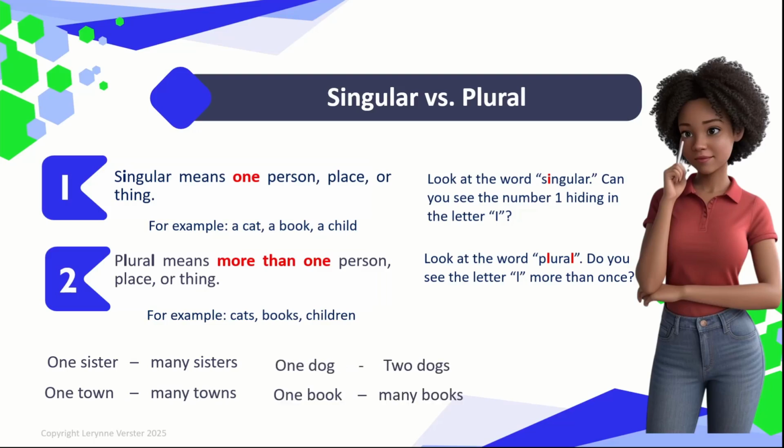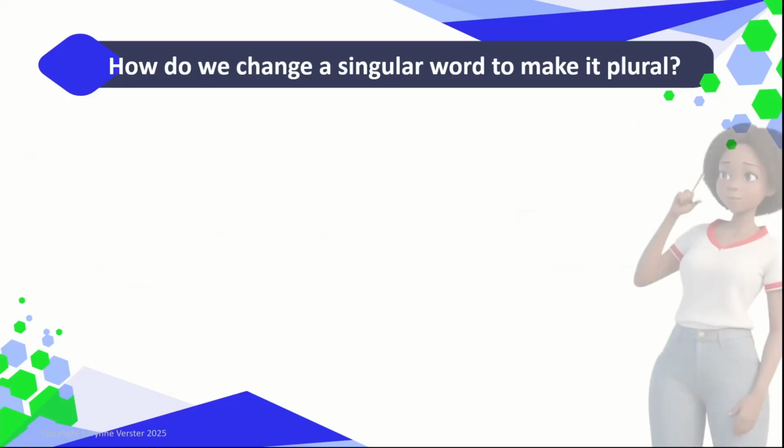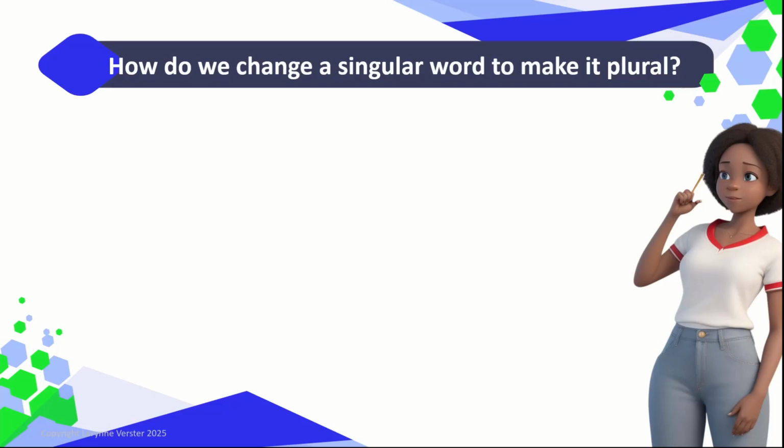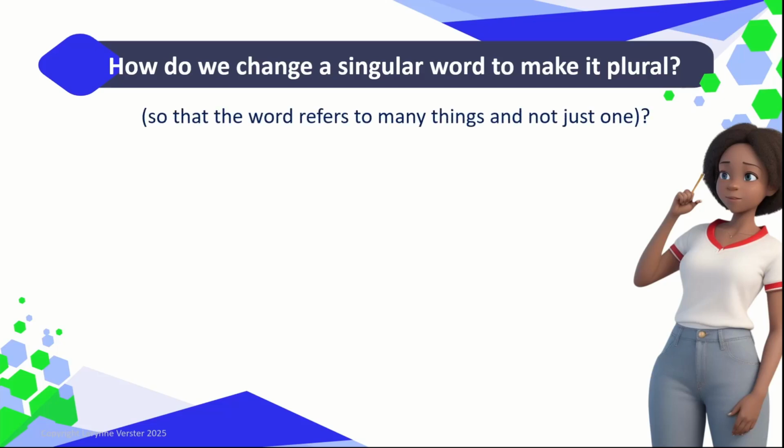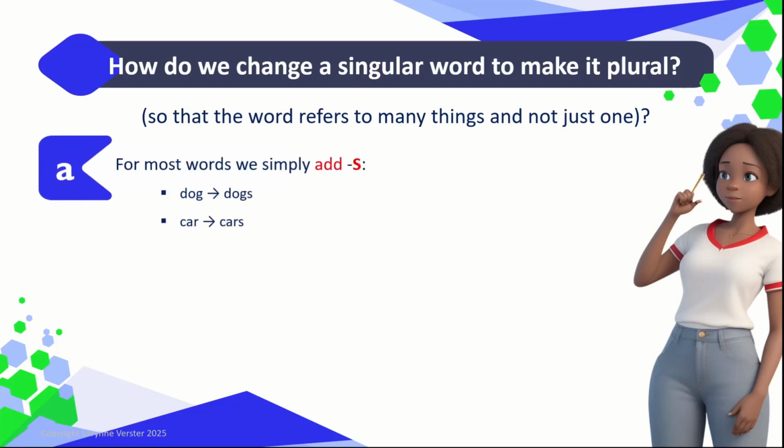One skill, many skills. How do we change a singular word to make it plural, so that the word refers to many things and not just one? For most words we simply add s. For example, dog becomes dogs, car becomes cars.